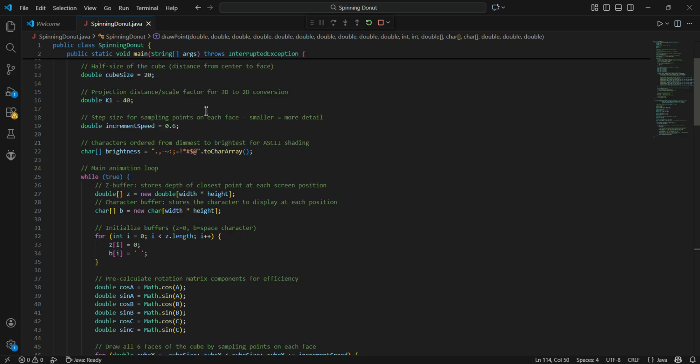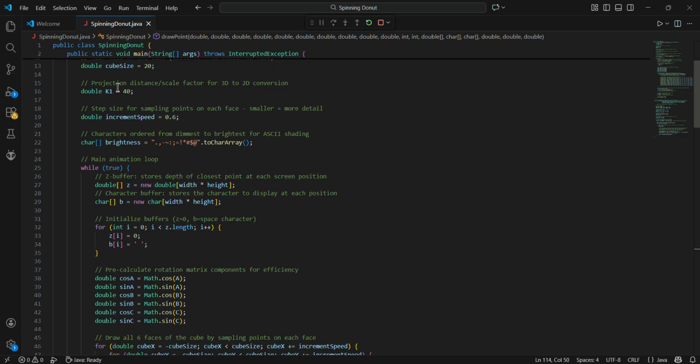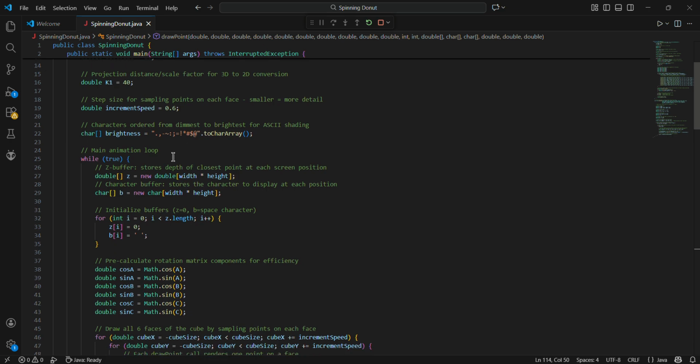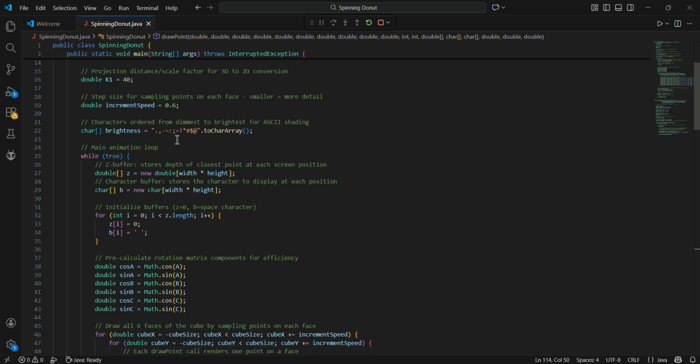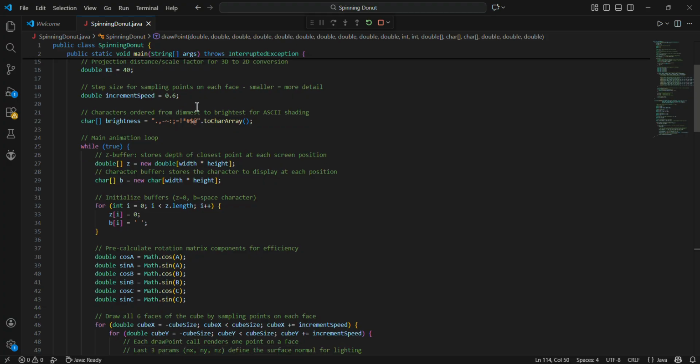We have our projection distance. Think about this as our scale factor essentially. So K1 is our scale factor when we're converting from 3D to 2D. We'll get into it a bit later down there where we actually use our K1. This is basically our step size. If we were to make this smaller, we would get even more detail in our cube design, but you can see we have enough detail. I was kind of messing with this number a little bit, but 0.6 is perfectly fine.